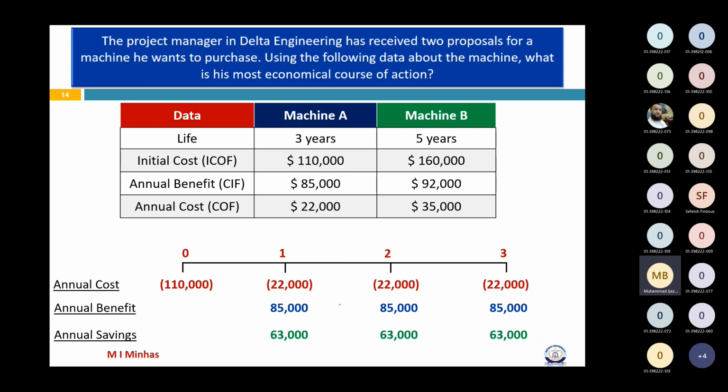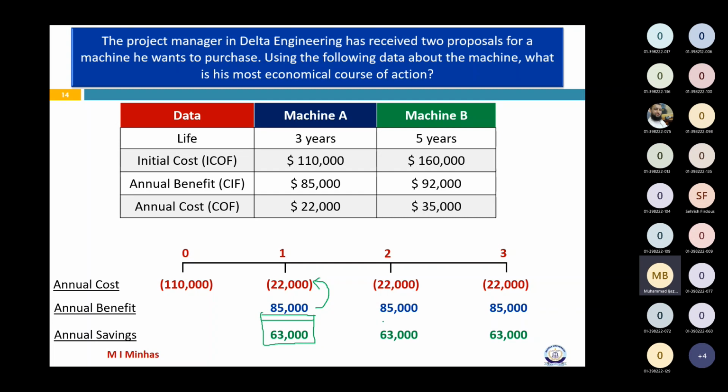I mean, this is not a big science. If I tell you that you have earned 85,000 and out of this 85,000 you have spent 22,000, so obviously this is your saving. This is the remaining 63,000 that you have saved.